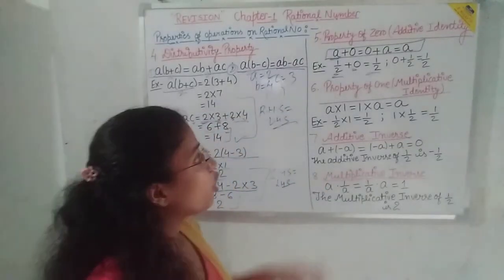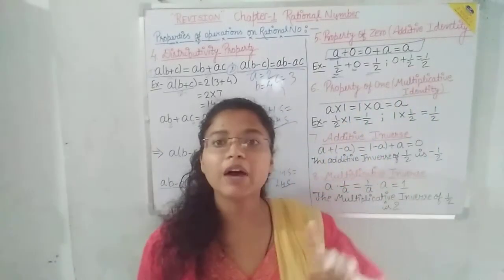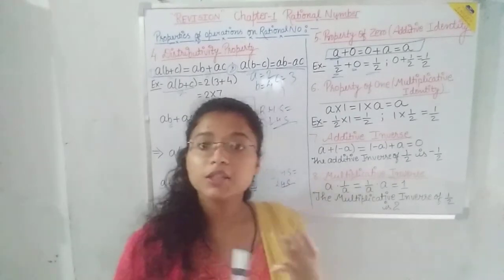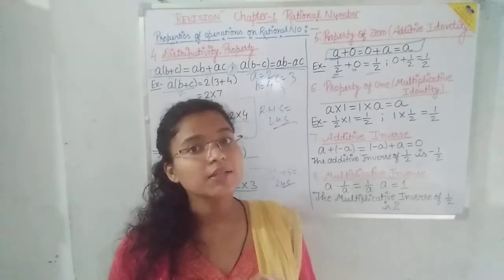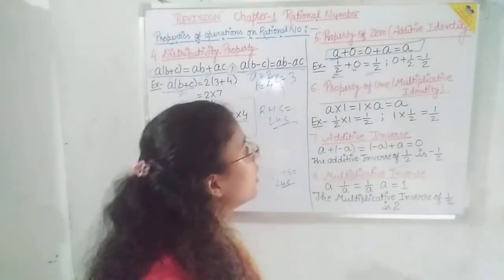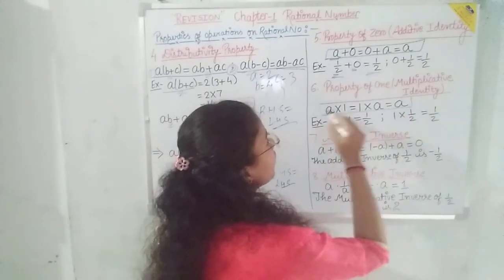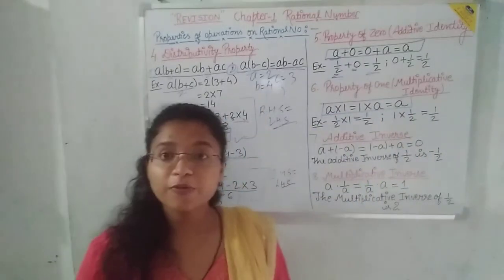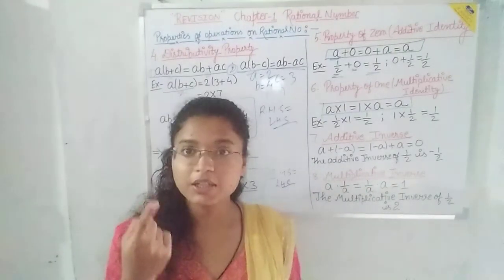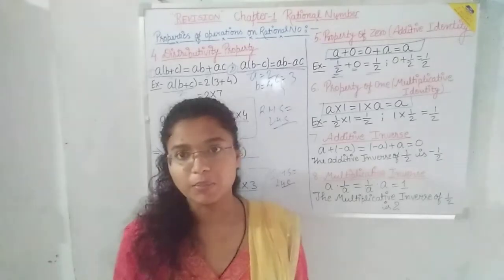Next is the property of 1, or the multiplicative identity. 1 is the multiplicative identity, remember this. 0 is the additive identity and 1 is the multiplicative identity. Now what is the multiplicative identity? This is your condition, the same condition: if you take a rational number and multiply it by 1, you will get the same rational number.